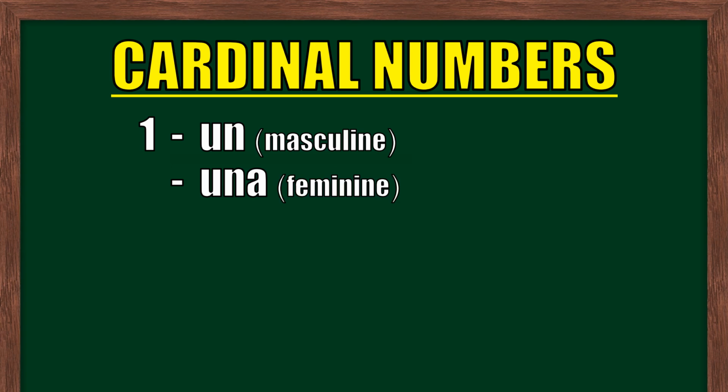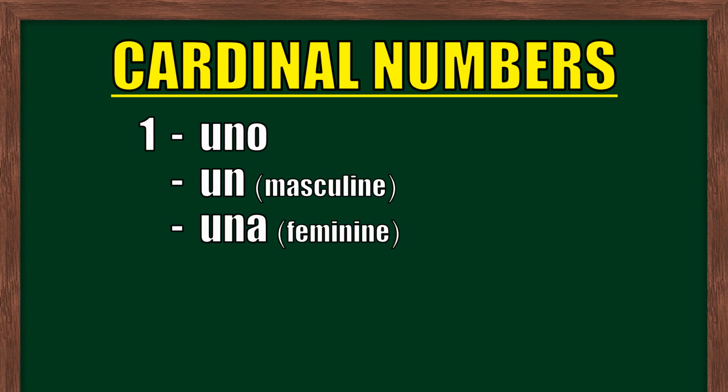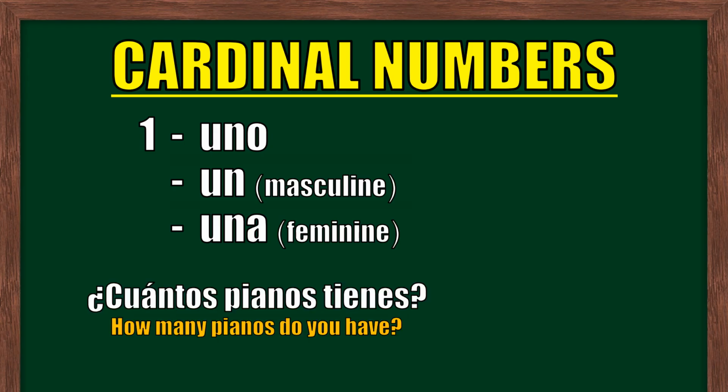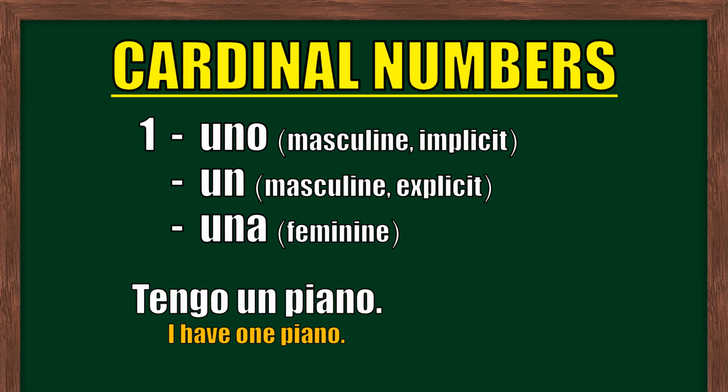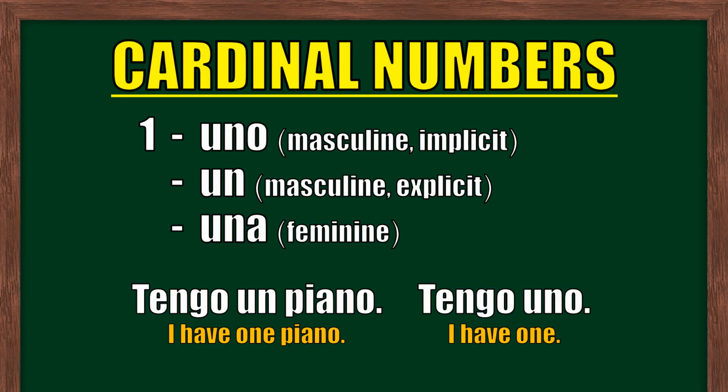But then when do we say uno? We say uno only when it does not accompany a noun. So if somebody asks me, ¿cuántos pianos tienes? How many pianos do you have? I would say, tengo uno. I have one. Since I didn't mention the word piano afterwards, I say uno. But if I mention the word piano, then I just say un. Un piano. Tengo un piano. I have one piano. Tengo uno. I have one.